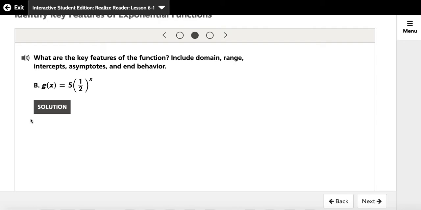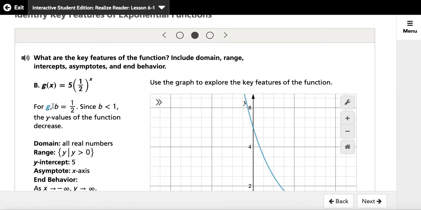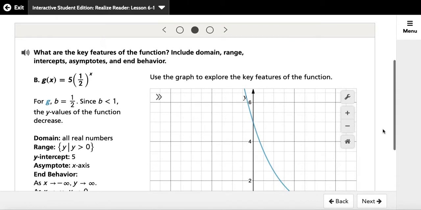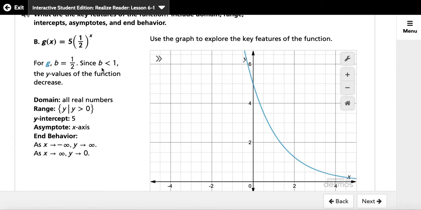What are the key features of the function? Include domain, range, intercepts, asymptotes, and end behavior. The a value is 5. The b value is 1/2. So this time the b value is less than 1. Let's see what's different about this one. Since the b value is less than 1, it's a decay problem. It's coming down.